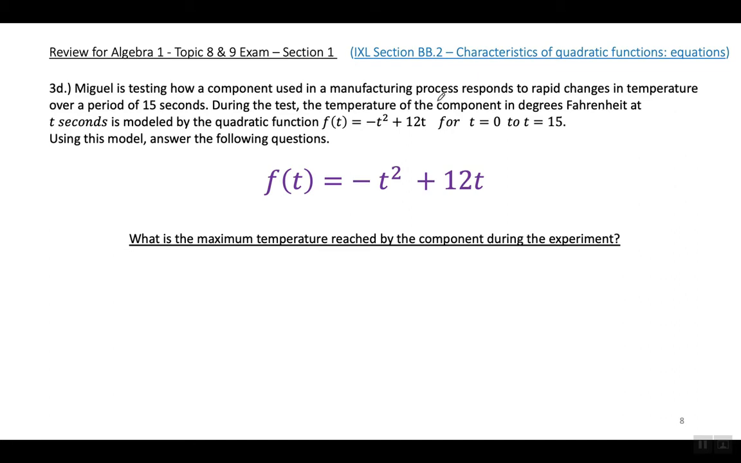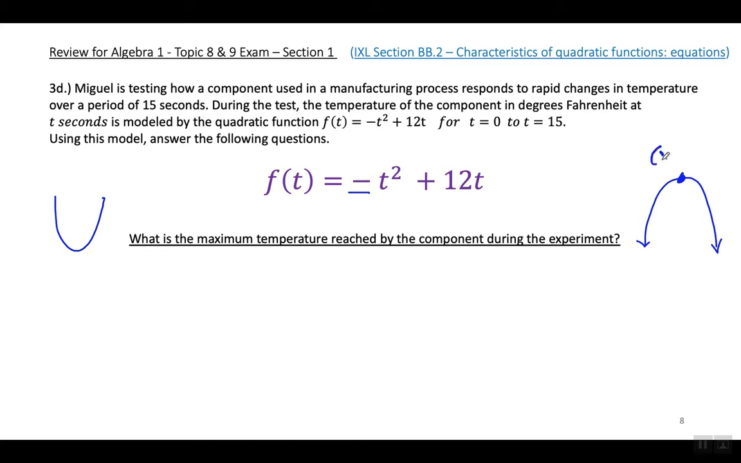So the way to find the maximum temperature reached by the component during the experiment. First of all, I hope you remember me saying that if A is positive, the parabola opens up like that. But in this case, A is negative. If A is negative, the parabola opens down like that. So A is negative, that means we have this situation over here on the right. The parabola opens down.